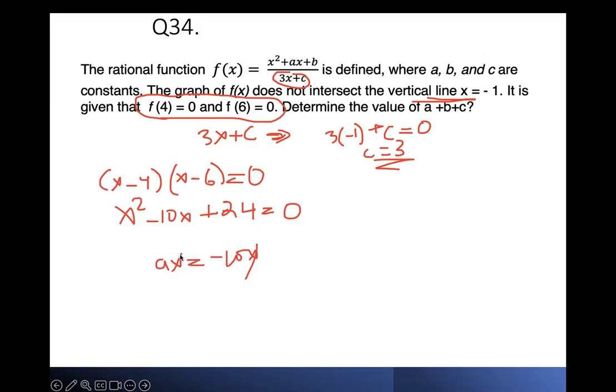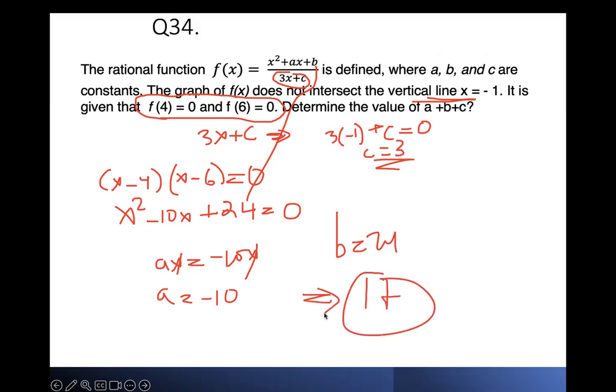And therefore, a has to be negative 10. What is your b? Well, the b corresponds to the 24. It's a constant here. Boom. So I have b is equal to 24. They said, determine a plus b plus c. I have c is equal to 3, a is equal to negative 10, and b is 24. Sum all of them up, and you get 17. Straightforward. So your answer has to be 17.